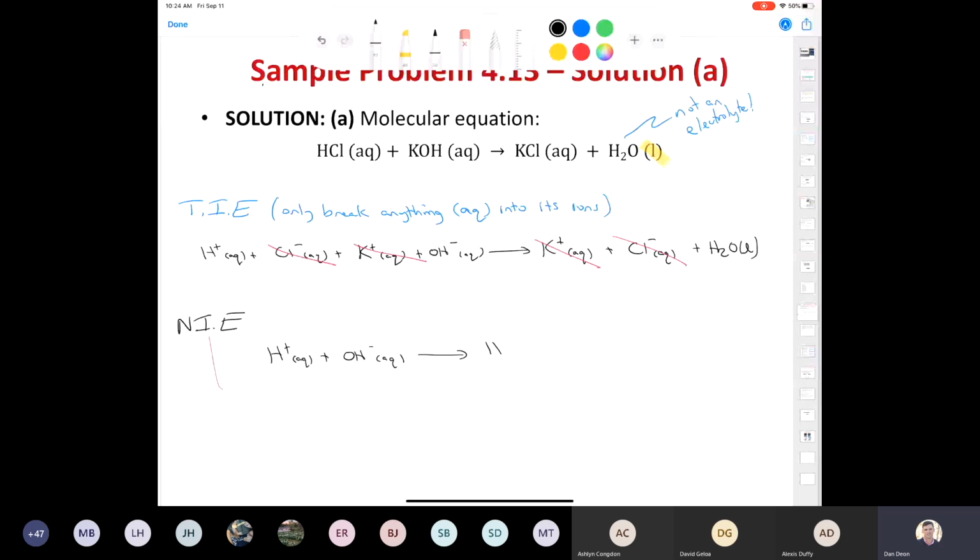gives you water. So really what's happening in an acid-base reaction is that a proton, a hydrogen ion, is combining with a hydroxide anion to produce water. That's your net ionic equation.